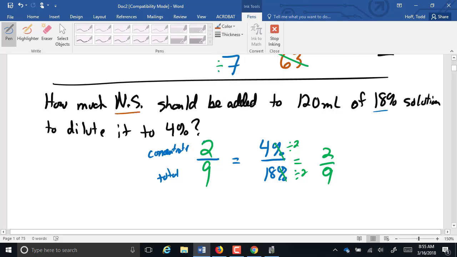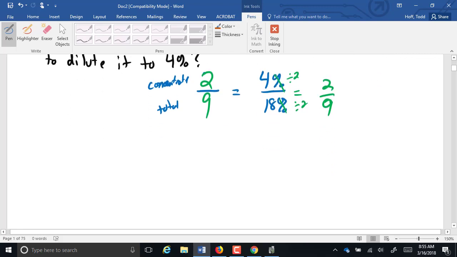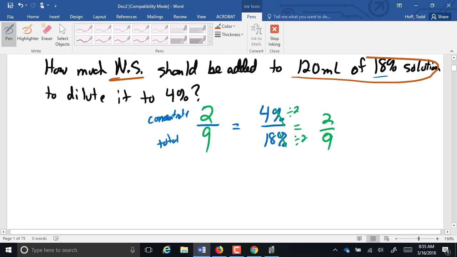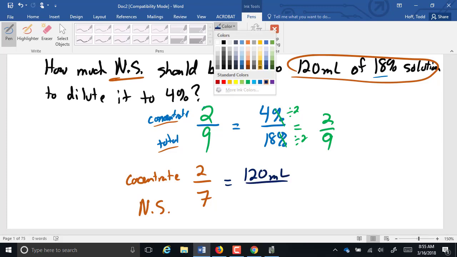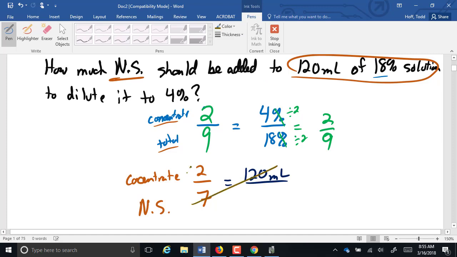I want to know how much saline, right? I know how much of the concentrate I have. The ratio of concentrate to saline is 2 to 7. Remember from that problem we did to introduce it? If the ratio of concentrate to total is 2 to 9, the concentrate to saline is 2 to 7. We put in the 120 milliliters for the concentrate, cross multiply and divide. 7 times 120 divided by 2 is, was that 420 milliliters?